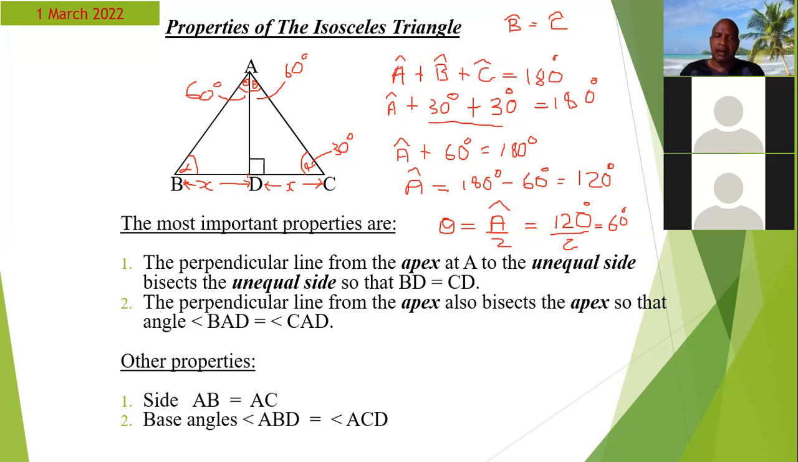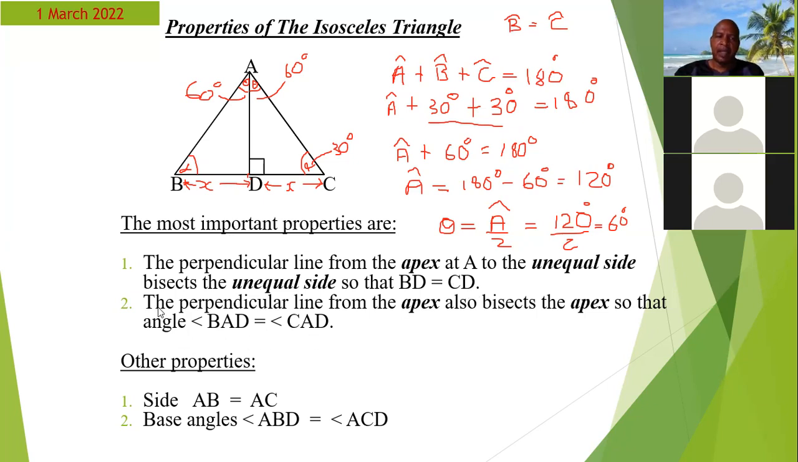No, sir. All right, so can you tell me exactly what bisect means? It's cut in half or make two parts. All right, so when you bisect something, it cuts it into two equal parts. So we are saying that the perpendicular line bisects the unequal side, which is the side that it is sitting on, into two equal parts. That's why we have BD equal to DC. So here we have BD equal to CD.